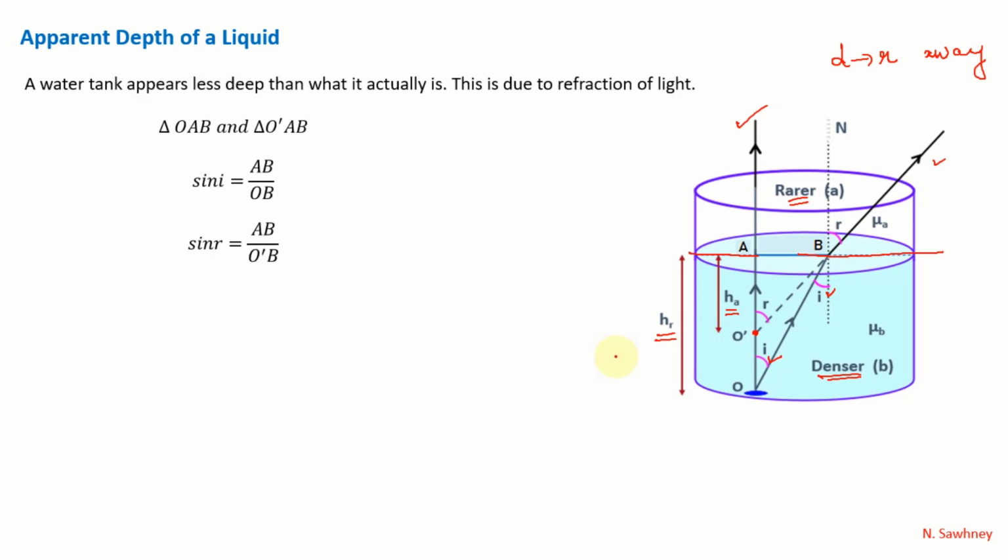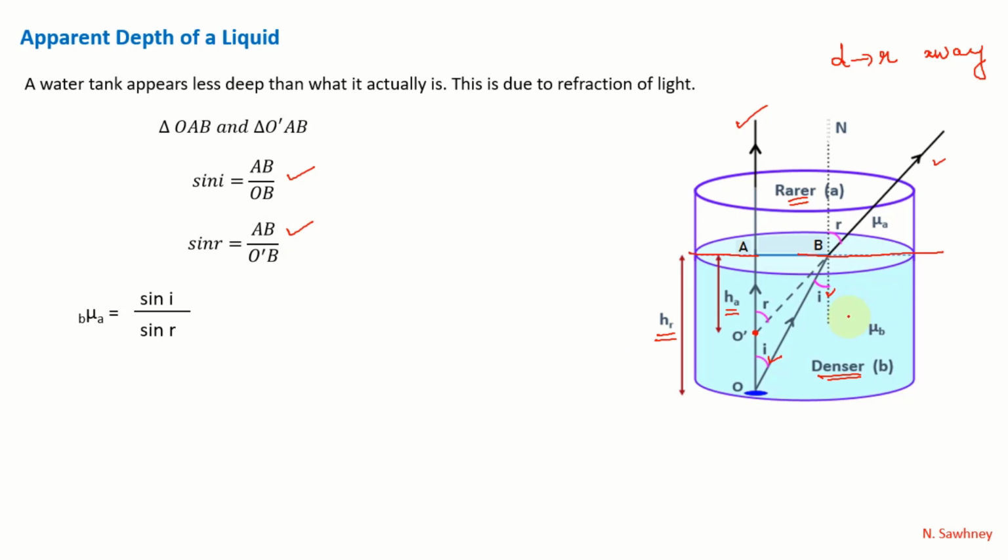For this, we have considered two triangles, triangle OAB and triangle O dash AB, that is clearly visible from the figure. Let us first take the triangle OAB and find sin I. We know that sin I is equal to perpendicular upon hypotenuse. So sin I is equal to AB upon OB, as is written here. Now see in the other triangle O dash AB, sin R is equal to perpendicular AB upon hypotenuse O dash B, like this.